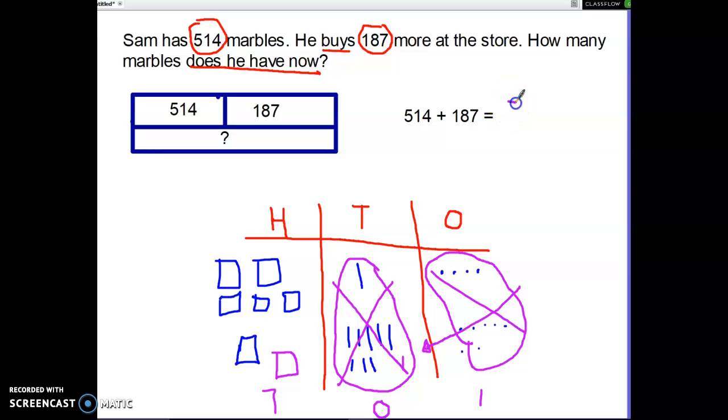So my answer is 701. So Sam has 701 marbles. Good job.